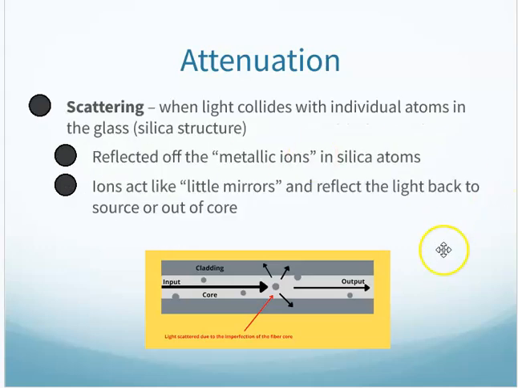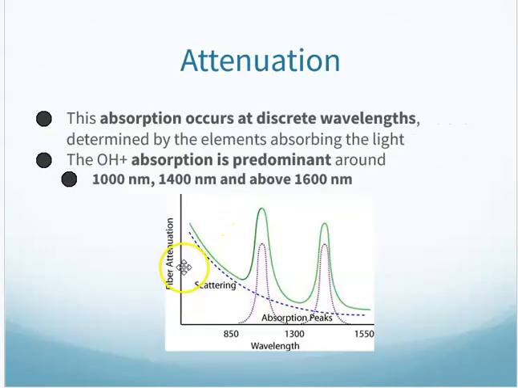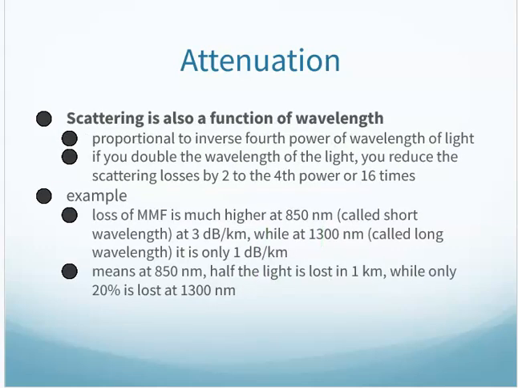These charged ions act like little mirrors, so as that mode of light is going down through the fiber, it might hit that little charged ion in the silicon atom and reflect off of that and start scattering. Again, scattering happens at certain wavelengths, so those tend to be avoided. And again, it happens kind of in these wavelength bands here. Actually, I'll show you here. These wavelength bands here to try to avoid that.